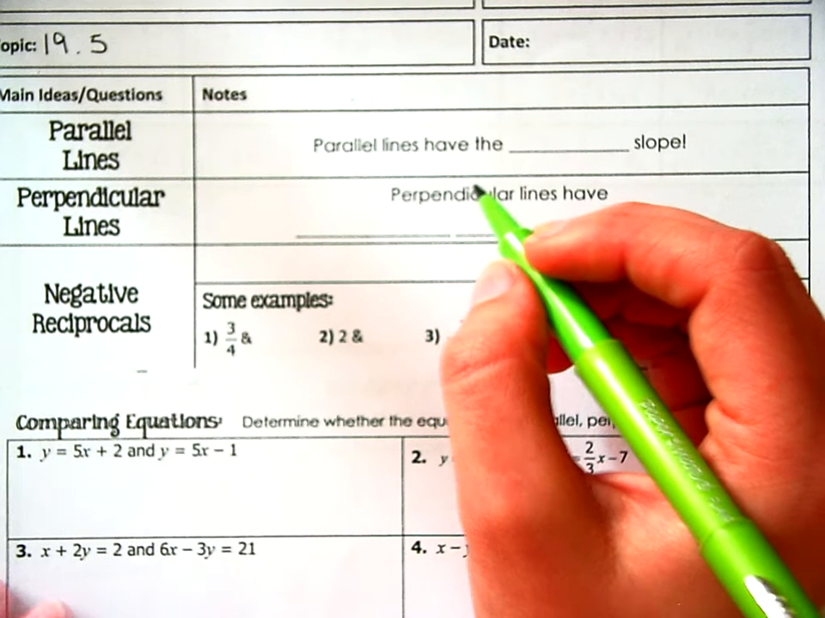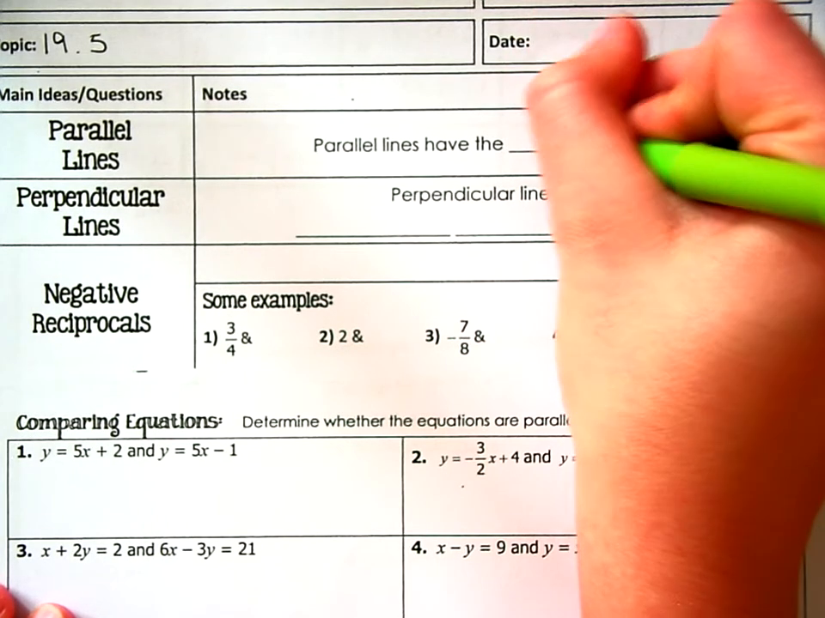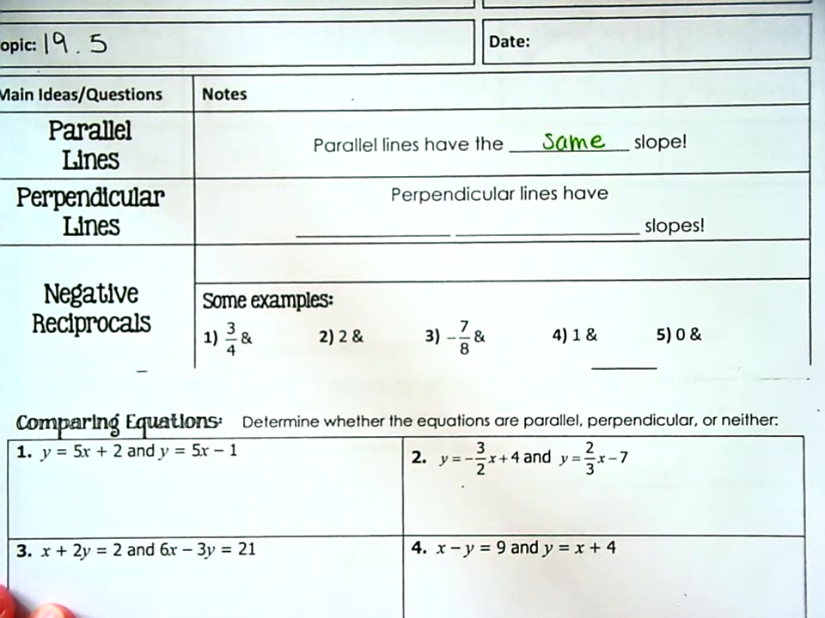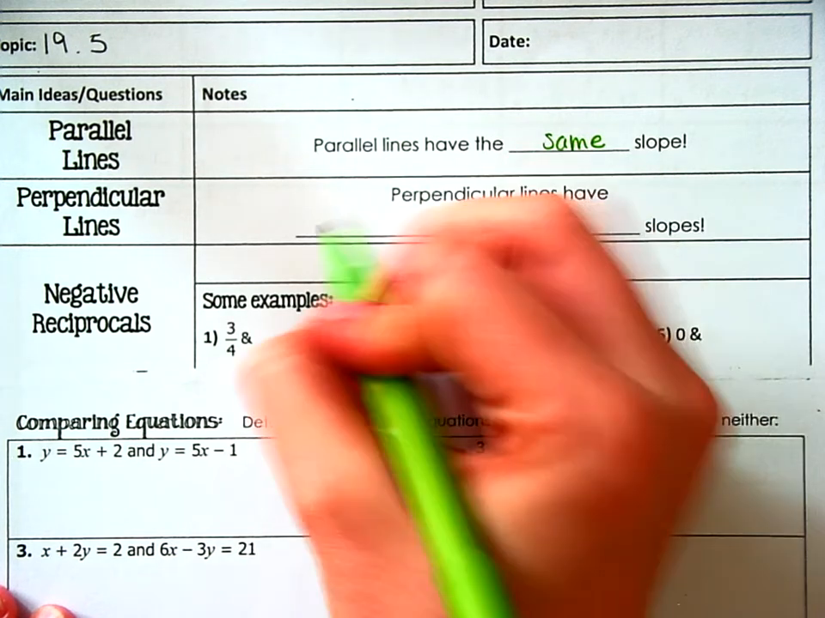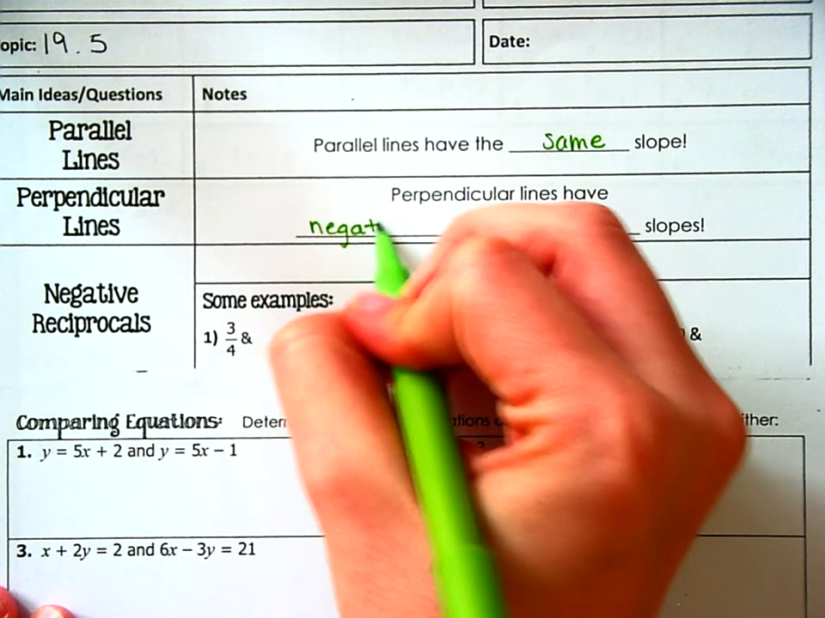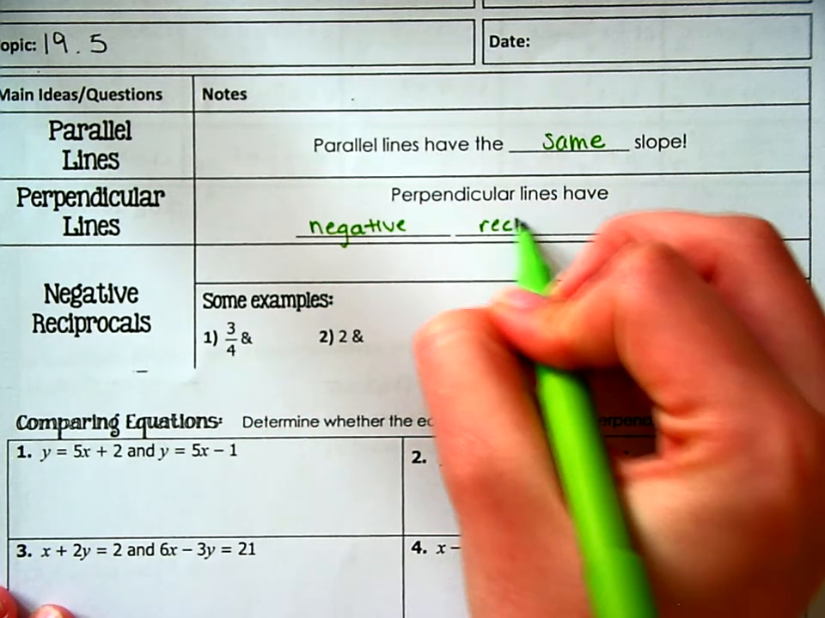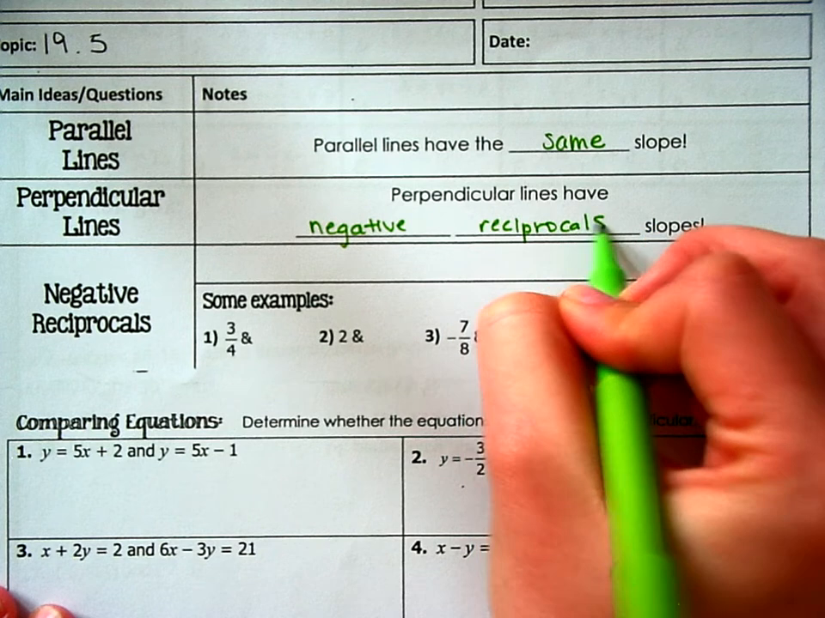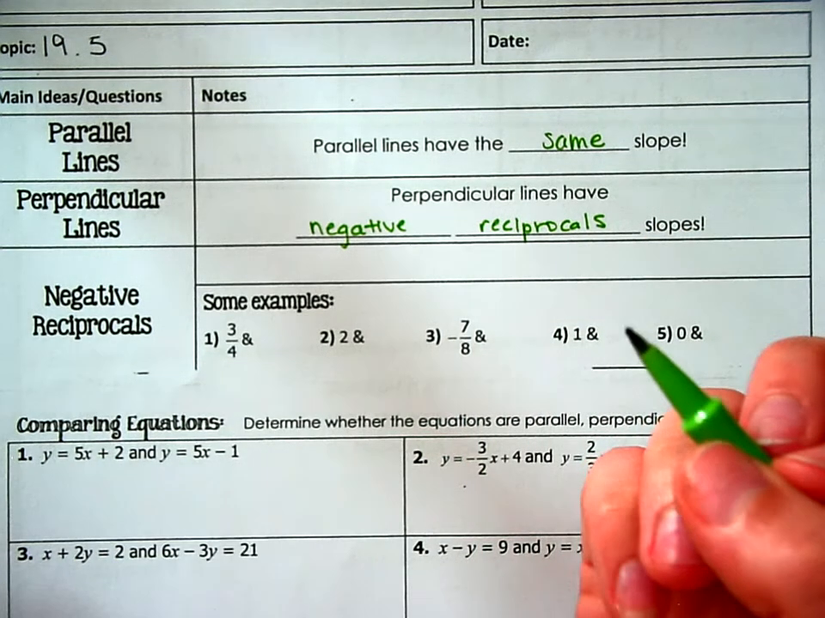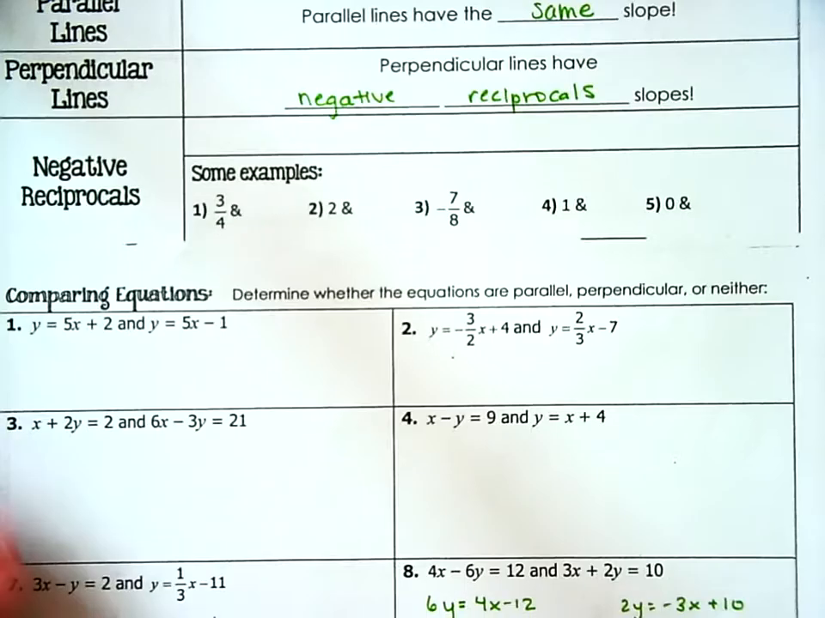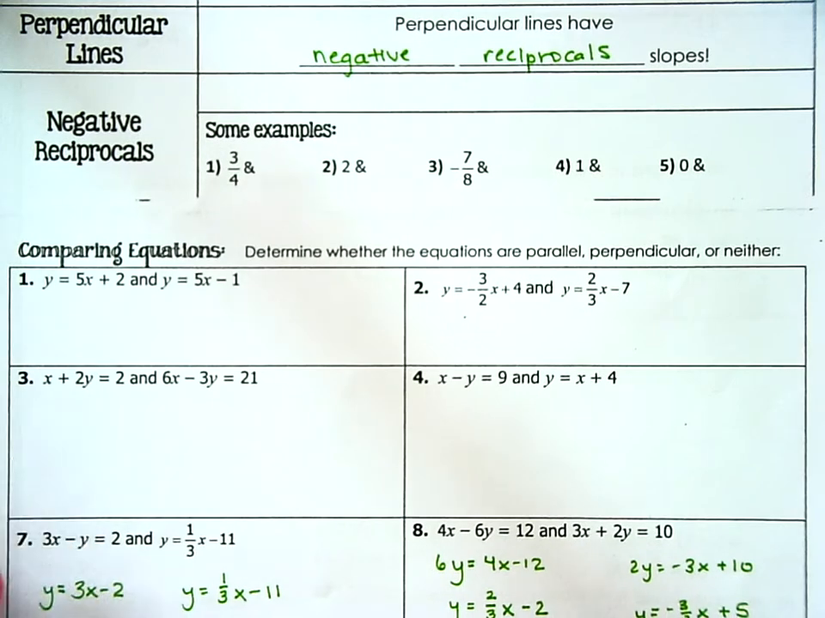So parallel lines have to have the same slope. And then when we have perpendicular lines, we know that they are negative reciprocals. And that really just means they're perfect opposites. So let's quickly just practice and remind ourselves what negative reciprocals look like.